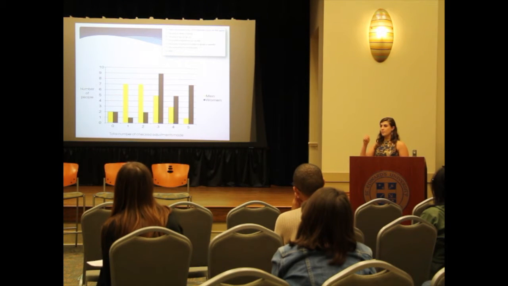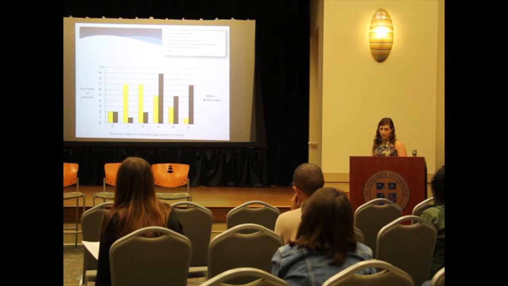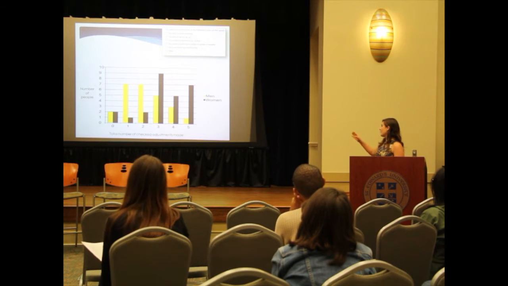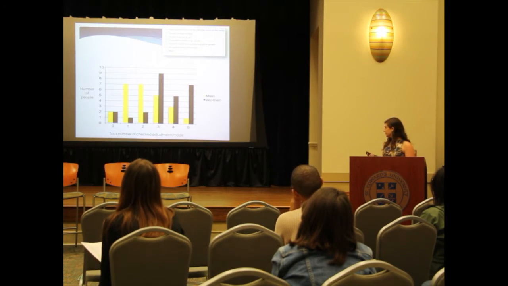So every adjustment made was totaled and then put on this bar graph, where you can see that men mostly made 3 adjustments or less, while women made 3 to 5 adjustments, meaning that women are accommodating or changing their behaviors more as they travel.